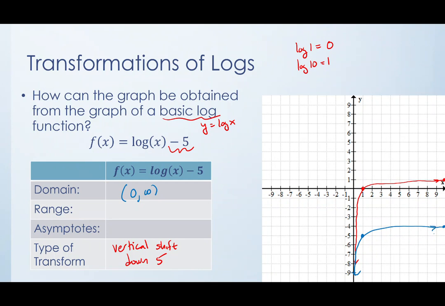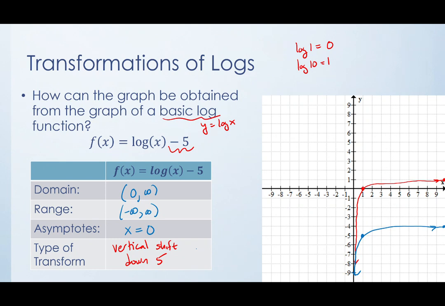That is not a horizontal asymptote there. It is just a very slow growing graph. Our range here is still all real numbers, so negative infinity to infinity. And if you move a vertical line up or down, the asymptote doesn't change, right? So this will still be x equals 0.